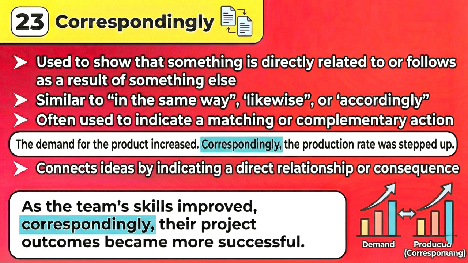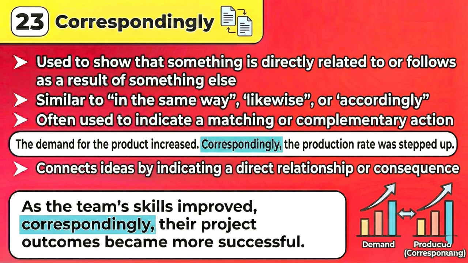Finally, let's understand correspondingly. This word is used to show a direct relationship or result. It means when one thing changes, another thing changes as a result. It is very useful in charts, reports, and cause-effect sentences in IELTS.